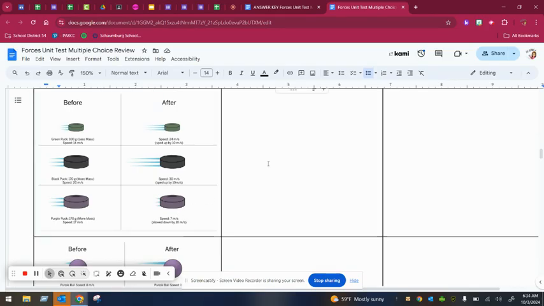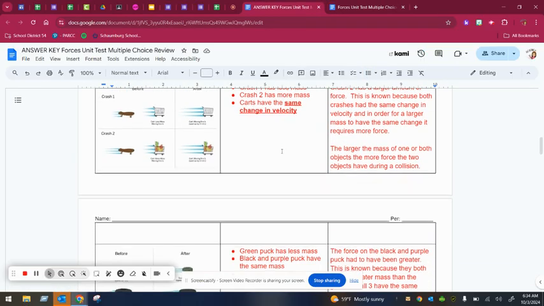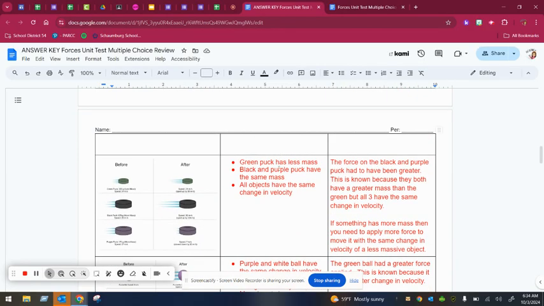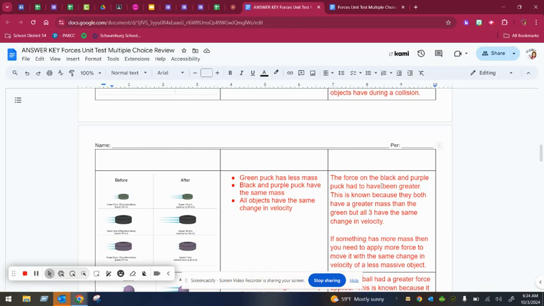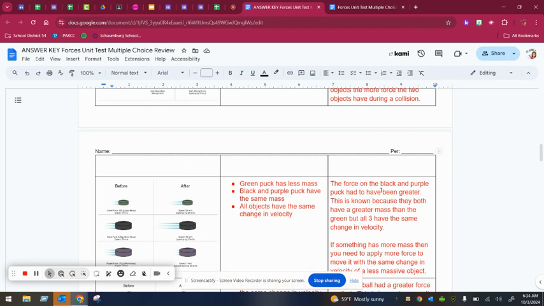So what I could type up is, object 1 or the green puck has less mass. The black and the purple puck had the same mass. They did all have the same change in velocity though. So what I could type up for this one, so here we go. The green puck has less mass. Black and purple have the same. All objects have the same change in velocity. I could type up then the force on the black and the purple puck has to have been greater. And then this is known because both have a greater mass than the green, but they all have the same change in velocity. So again, I copy and pasted this from the top. If something has more mass, then you need to apply more force to move it with the same change in velocity as a less massive object.